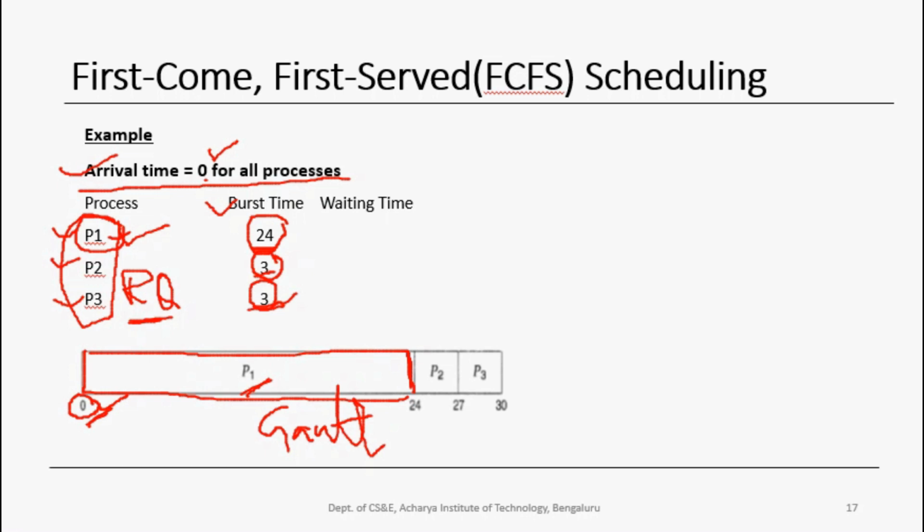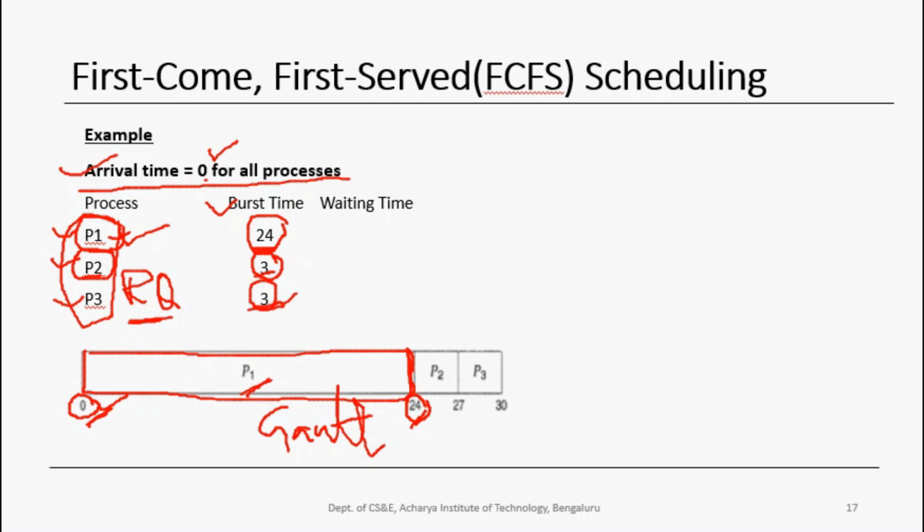Because it is a non-preemptive algorithm, no other process will affect its execution, and this process is not removed from the CPU once the CPU is allocated to it. So P2, which has made the request for the CPU, is next to P1. After P1 completes its entire CPU burst time, P2 is given the CPU. So this P2 starts its execution at t equal to 24, right?